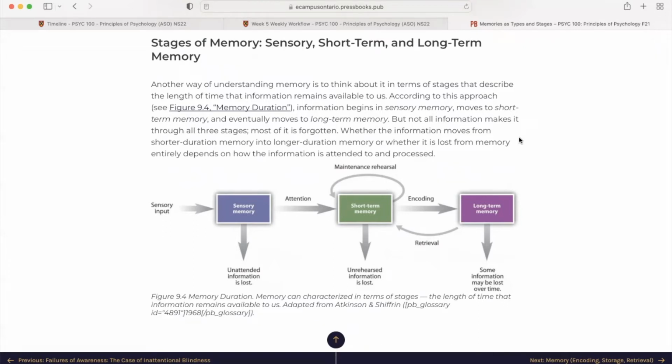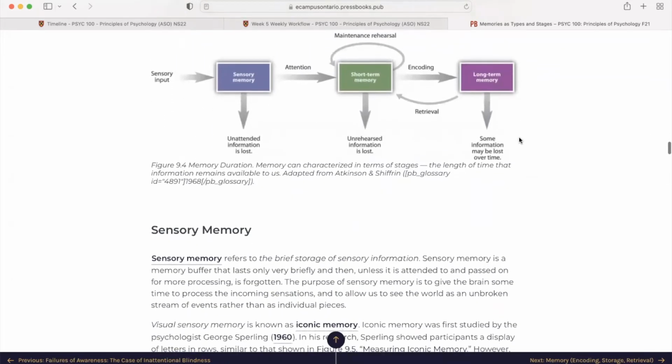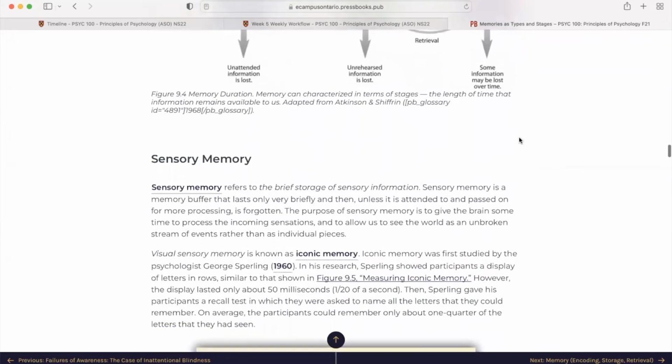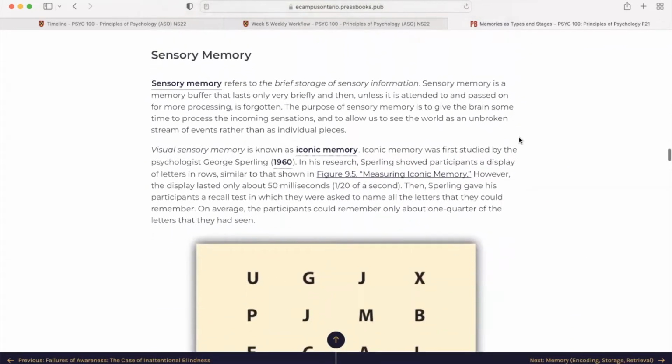There's a chart here, if you're watching it on YouTube, also of how that kind of flows. And you can see that once you reach short-term memory, once you start rehearsing, it starts getting encoded into your long-term memory. But that's where the repetition comes in. So, memory duration. Memory can be characterized in terms of stages, the length of time that information remains available to us. So let's begin with sensory memory.